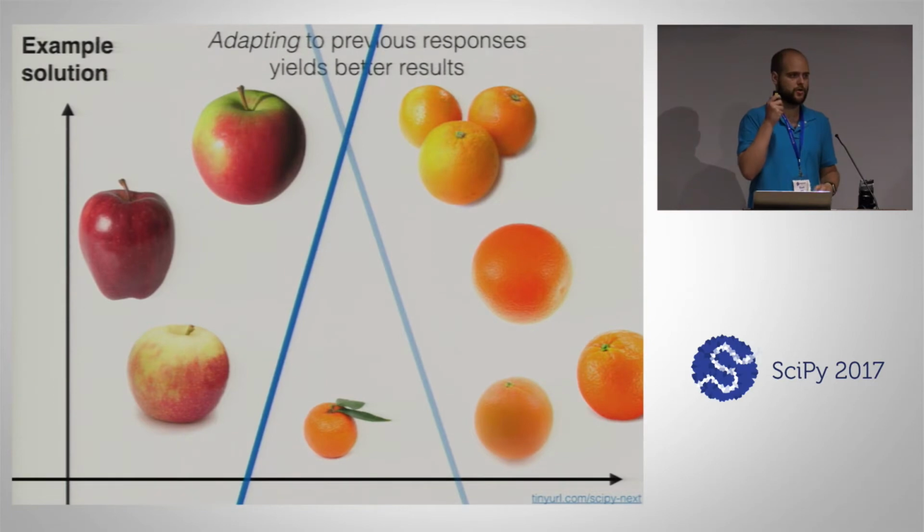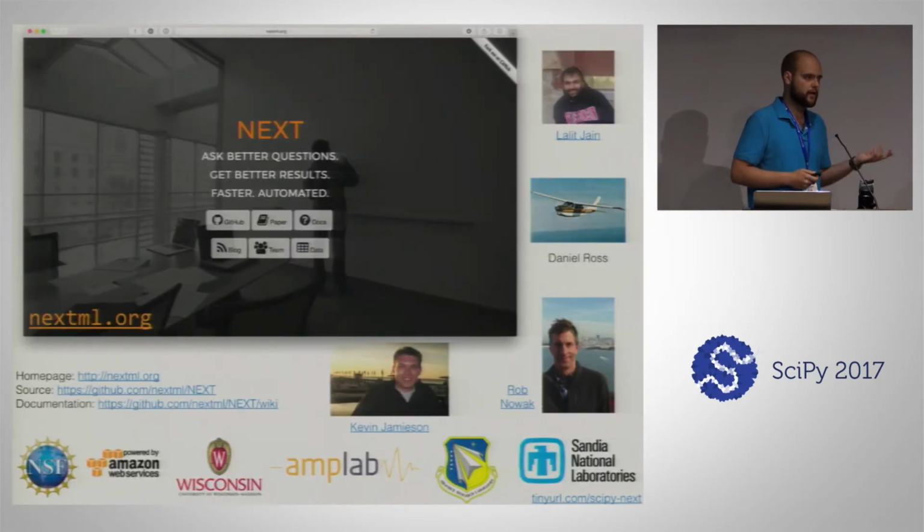All right. So this is adaptive data sampling and it provides real benefits. We want to bring this to crowdsourcing. To do that, we have developed a software system. We call that software system Next, and today I'll be presenting joint work with Lala Jane and Daniel Ross.